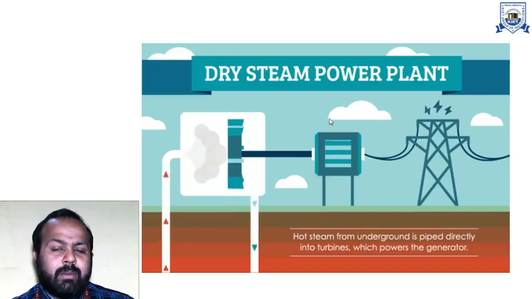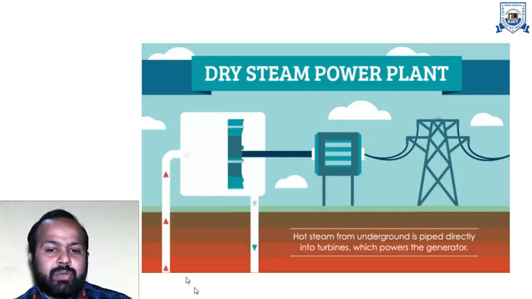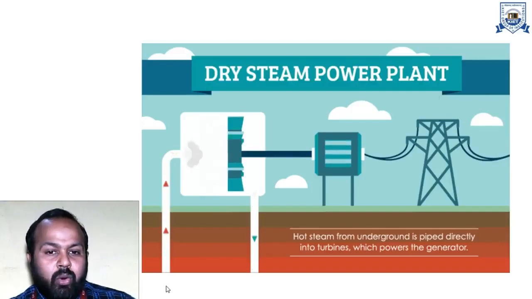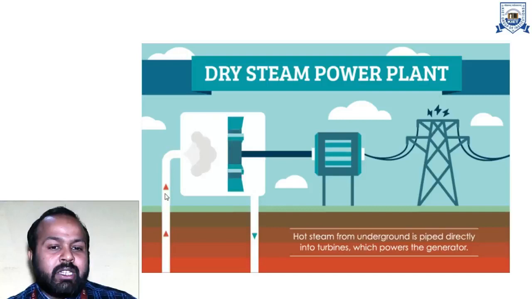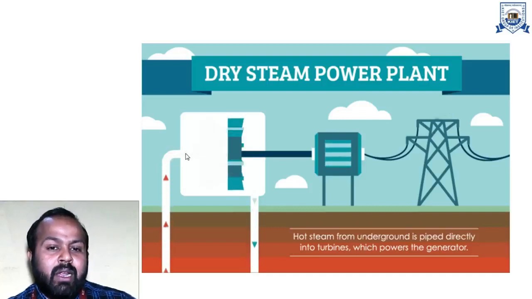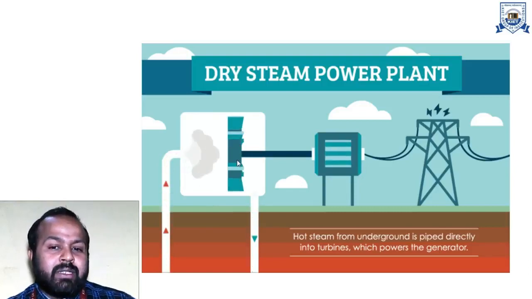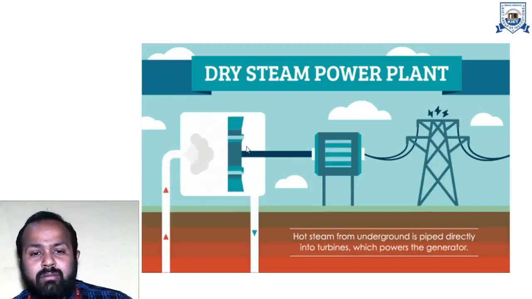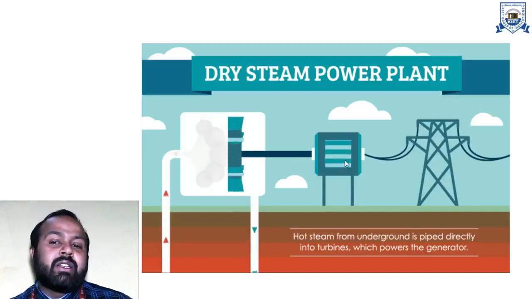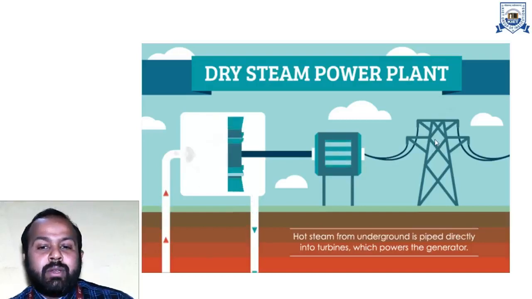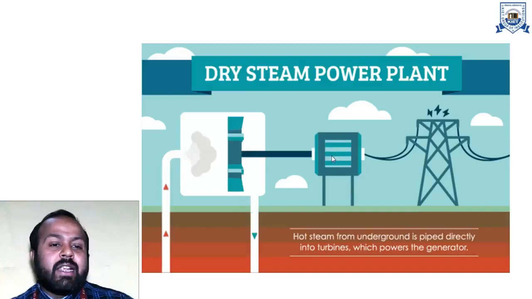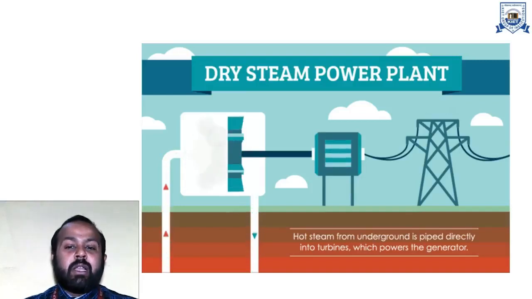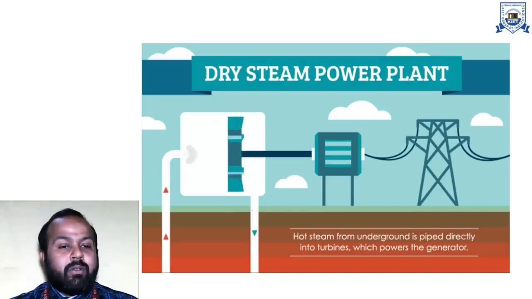So this is the basic working of the dry steam power plant, and this is the illustration of it. As you see, from the hot water reservoir the steam comes in this way in red color, and the steam is pressurized, and due to the pressurized steam the turbine rotates. After the steam loses its pressure, it is pumped again into the deep hole, and the turbine is connected to the generator assembly and the electricity unit. So this is the main function of the dry steam power plant. The hot steam from underground is piped directly into turbines, which power the generator.